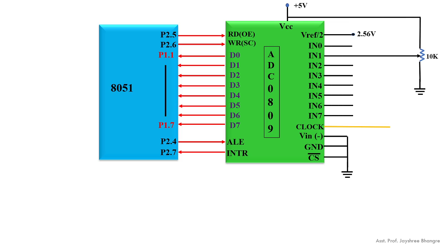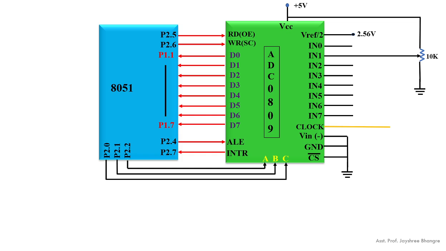So these are the inputs, IN0 to IN7, 8 different inputs are available, and here we are selecting channel 1 or input 1. This is connected to the 10 kilo ohm pot, so we can select different voltages in the range of 0 to 5 volt. Here, to select a particular channel, these address inputs A, B, C are connected to the pins P2.0, P2.1 and P2.2 of the microcontroller.